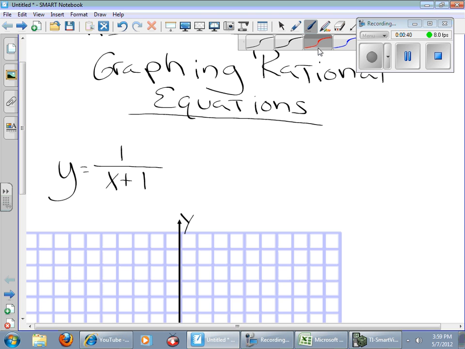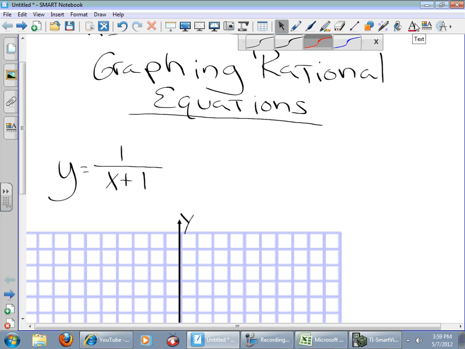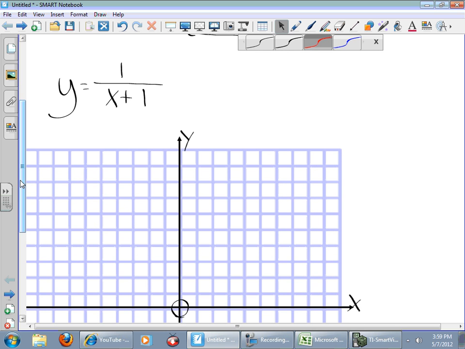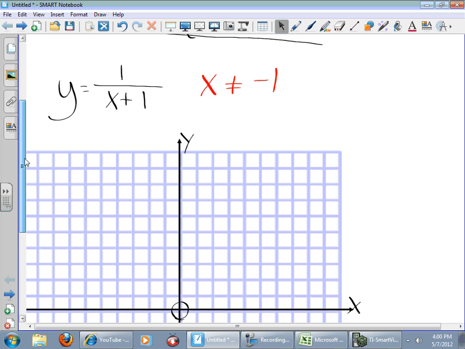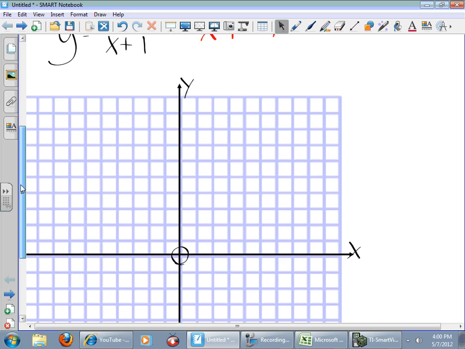Very proud of you. All right, today we're going to learn how to graph rational equations. The first thing I'm going to do when I go to do my graph is I'm going to notice my restriction. My restriction here is that x cannot equal -1, right? Well, what does that mean? That means that on my graph, I'm going to get an asymptote where x is -1.